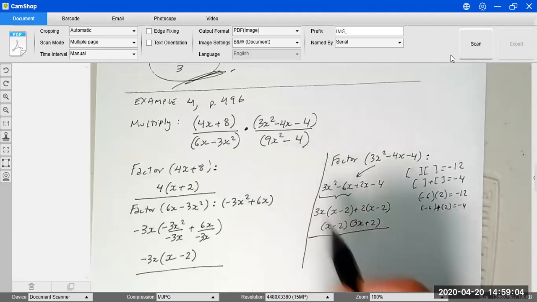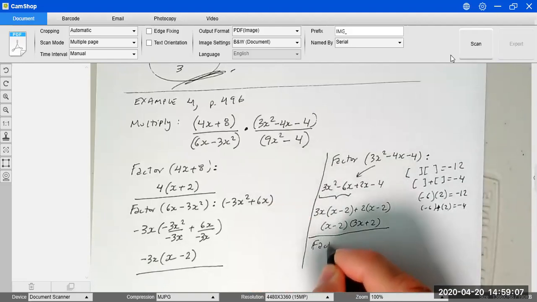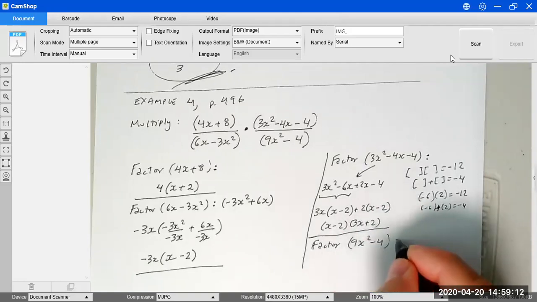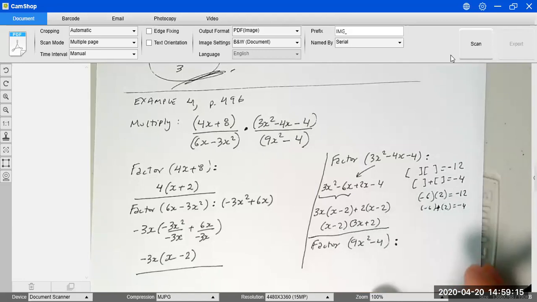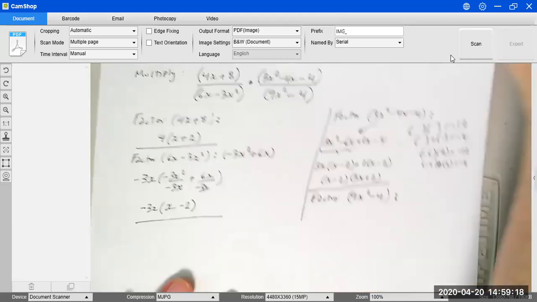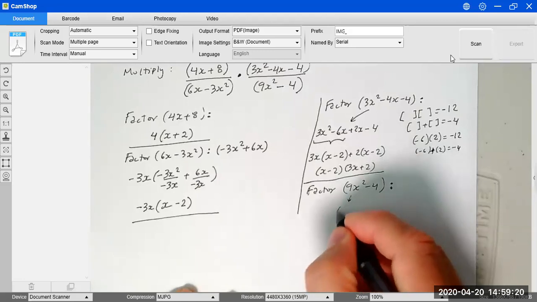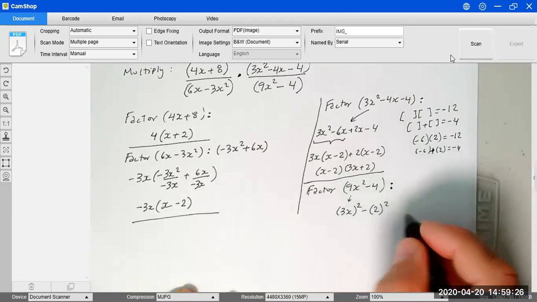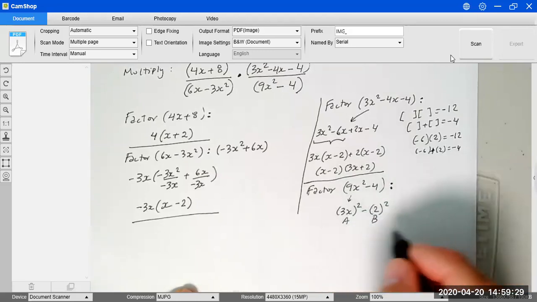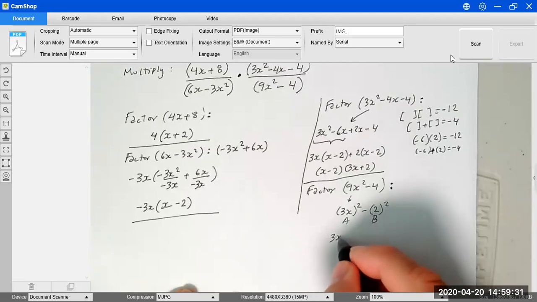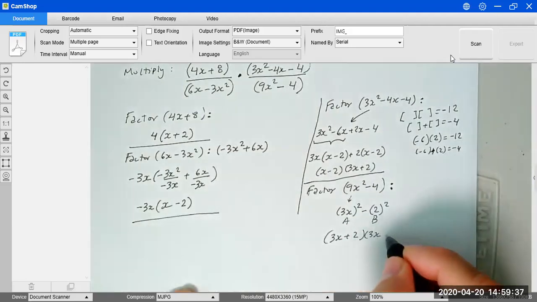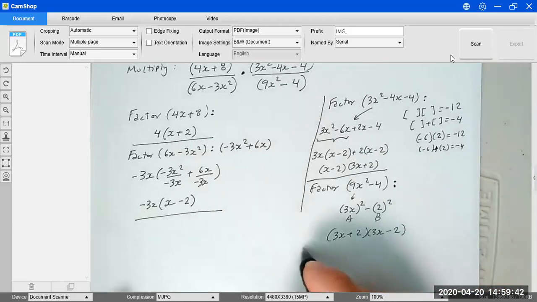expression being factored. So now the last one, I'm going to factor 9x squared minus 4. So this time we have again the difference of two perfect squares. So you can see here that you can write this as 3x squared minus 2 squared. So you get your a, you get your b. So you know this is going to be 3x plus 2, that multiplies the conjugate, which is just 3x minus 2.